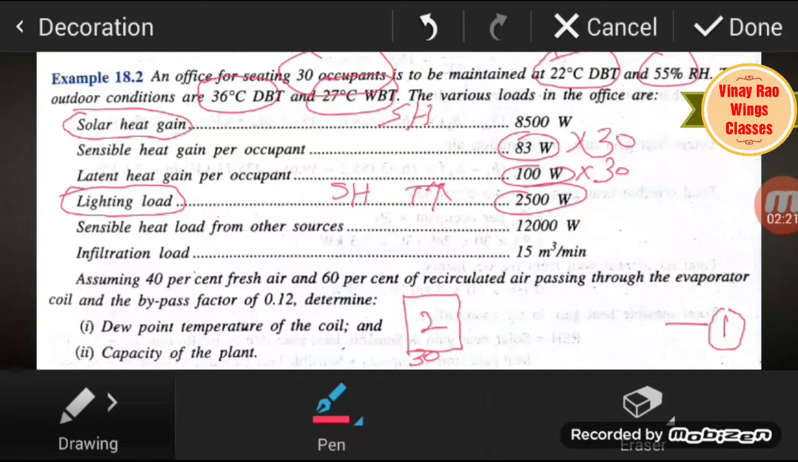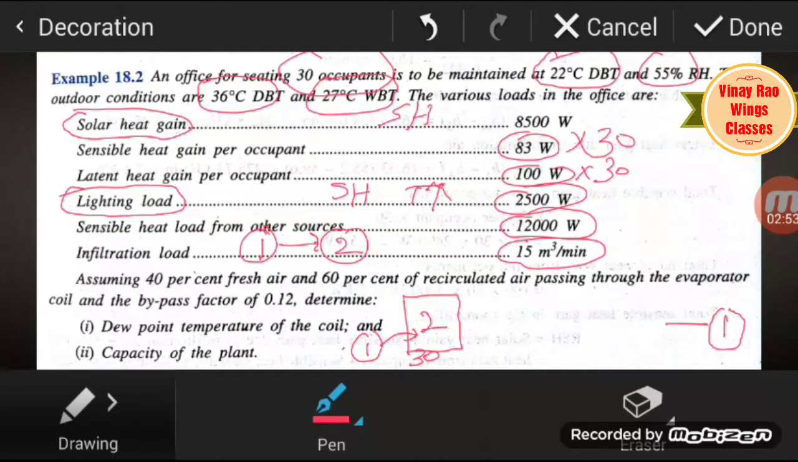Sensible heat load from other sources is a total of 12 kilowatt. Infiltration also occurs in this numerical, at 15 meter cube per minute. In case of infiltration, the outside air at point number 1 is directly mixed with the inside air at point number 2.